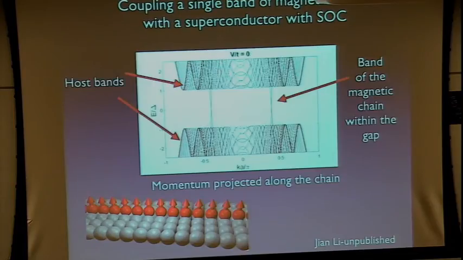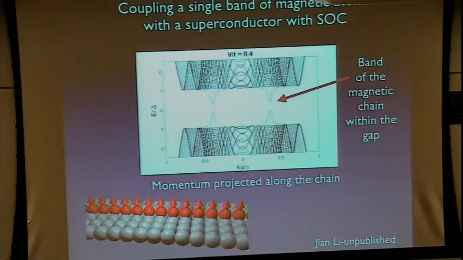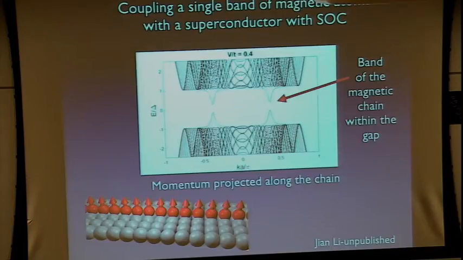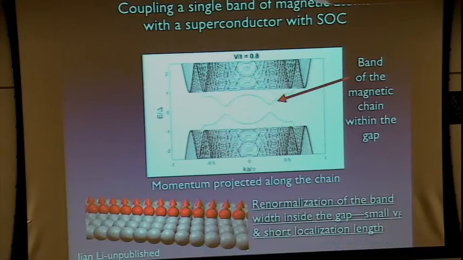So what happens is that when you couple a single band of magnetic atoms with the superconductor with spin orbit coupling, you create these Shiba states. And this is what their structure looks like inside the superconducting gap. And as you adjust the coupling between the chain over the hopping along the chain, basically the band structure of this Shiba state changes, which is not so surprising, right? But what you see here is basically that the structure of this band is stuffed within 0.5 millivolt. It's a very, very heavy band.